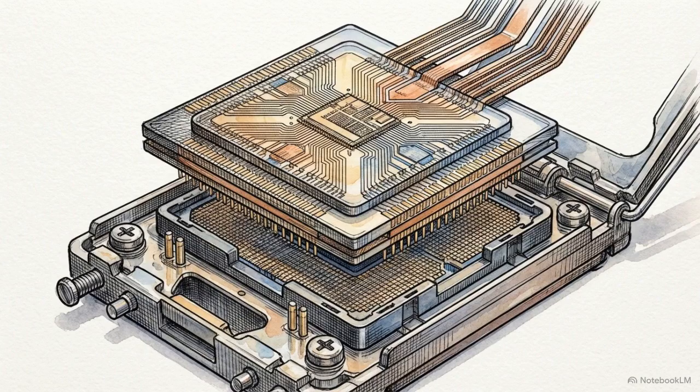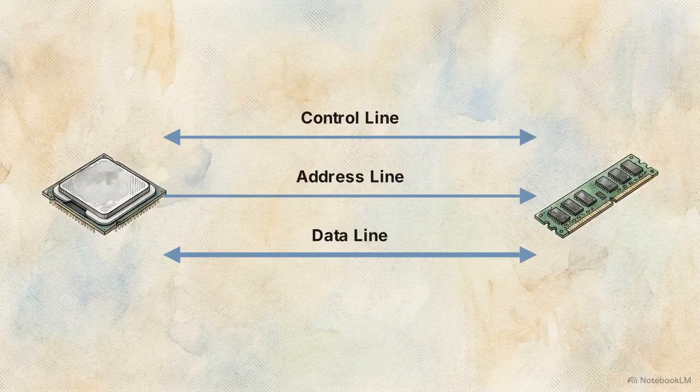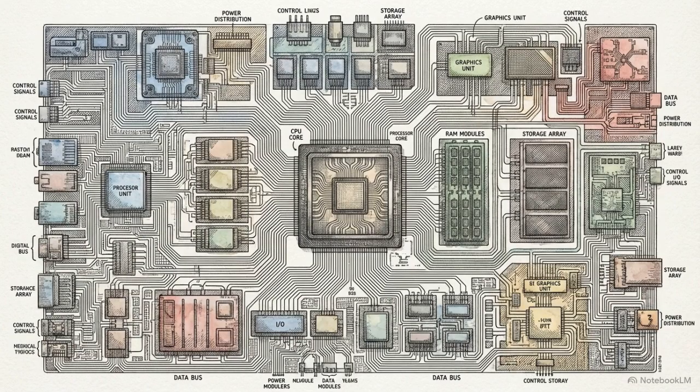Let's step through a practical example to see these three lines working in concert during a standard memory read operation. First, the CPU must send a target location down the address line. Simultaneously, the CPU transmits a specific memory read command down the control line to authorize the action. Only then does the memory module place the requested data onto the bidirectional data line to be received by the CPU. This high-speed sequence exposes the critical vulnerability of the shared medium architecture.